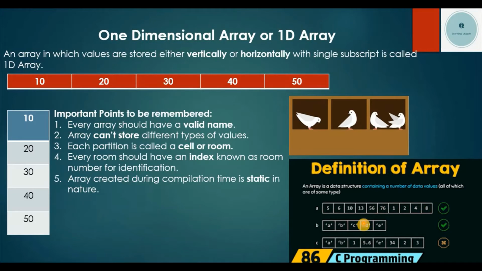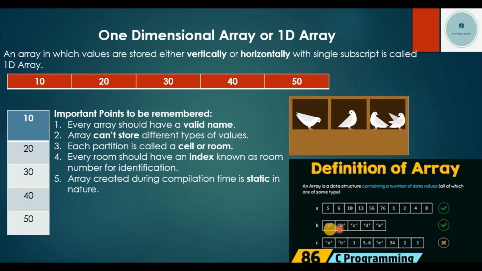Now let us see one more example. Here the array name is B. How many rooms have been made? We have made 5 rooms. First rule, check it out. Each room contains a single value. Yes, each room contains a single value. Are they of the same data type?